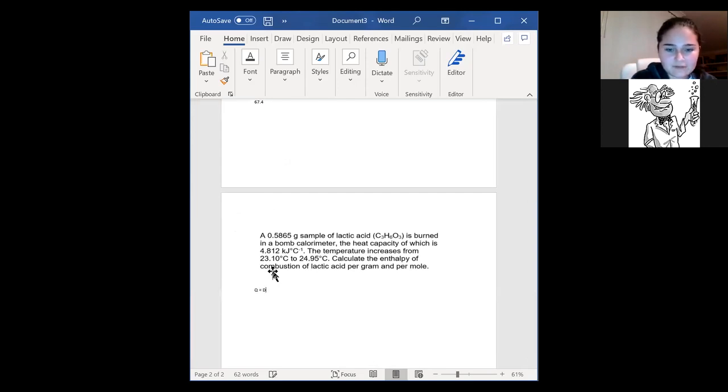So you're going to have delta H equals C times delta T, which means you're going to do your specific heat capacity, which you've been given. It's not water. It's going to be times the change in temperature. Can you still see my screen, by the way? Yep. 24.95 minus 23.10. Yeah? Yep. Perfect. That's going to give you an answer.